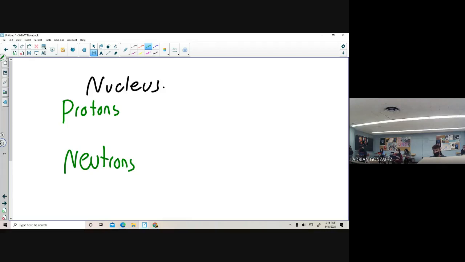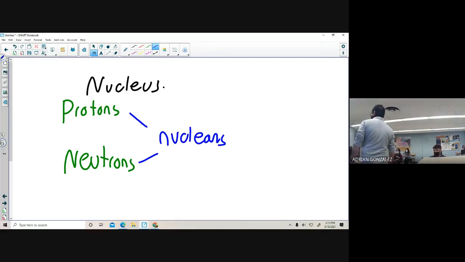Now, since we find both of these objects only in the nucleus, we actually have a term for them. We call them nucleons. Nucleons are particles that you find exclusively in the nucleus of an atom.